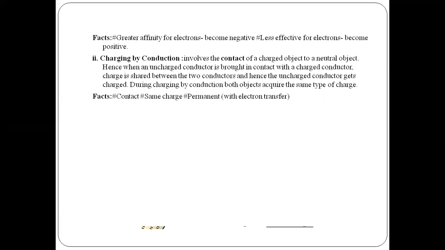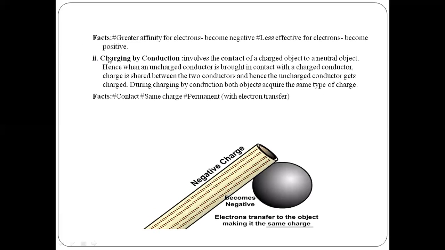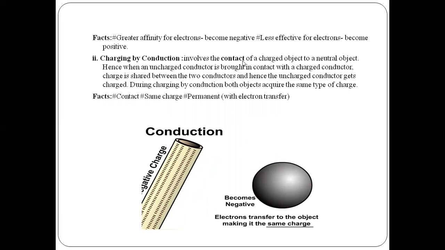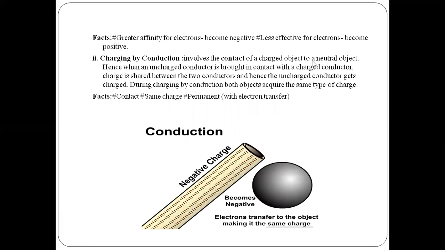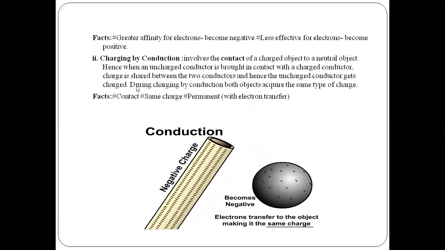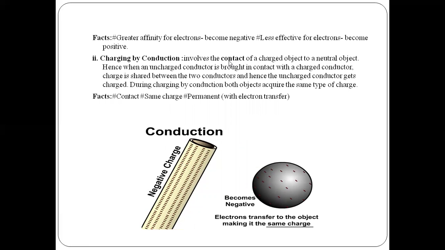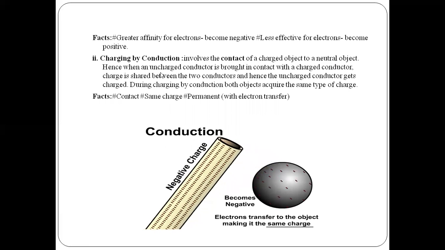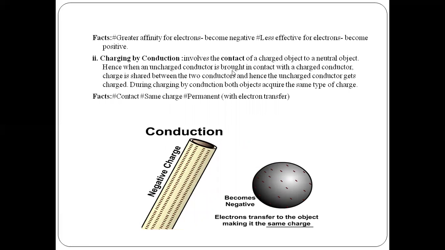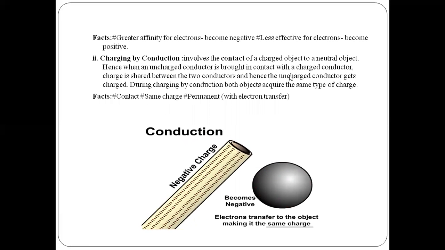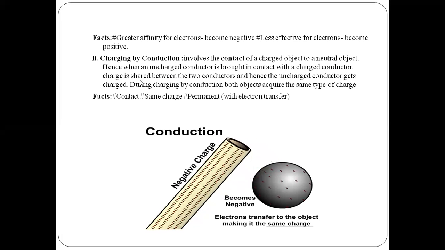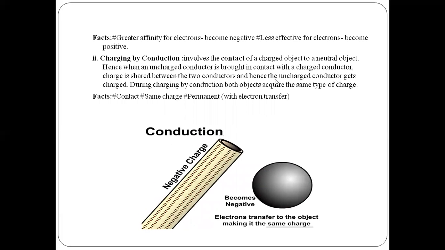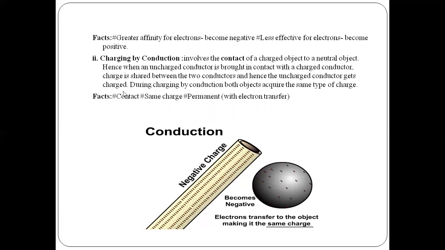Now let us take the second, charging by conduction. This process involves the contact of a charged object to a neutral object. Here already one body is charged. Then what happens here? When an uncharged conductor is brought in contact with a charged conductor, charge is shared between the two conductors, and hence the uncharged conductor gets charged.